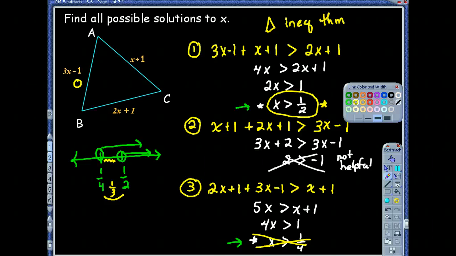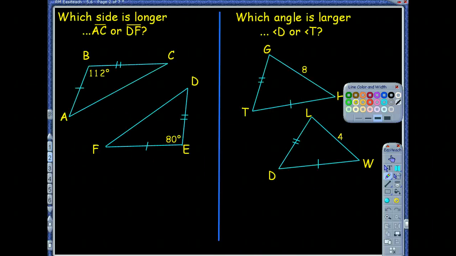Okay? Okay. All right. So let's do a quick little exploration of what we're going to be looking at, I guess we could say. So the new stuff. Moving on to this last section in chapter 5. 5.6, it says, which side is longer, AC or DF?